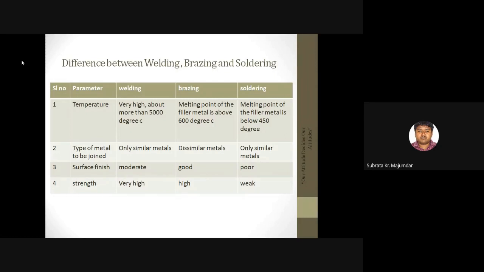What is that? Those metals having a melting point up to 450 degrees centigrade, we can apply soldering to them. Those metals having a melting point up to 600 degrees centigrade, we can apply brazing. Those metals having a melting point more than 600 or 650 degrees centigrade, we can apply welding to them. That is the first categorization regarding the parameter.